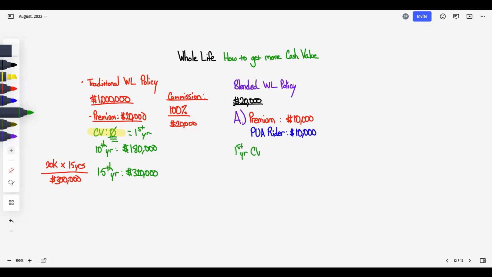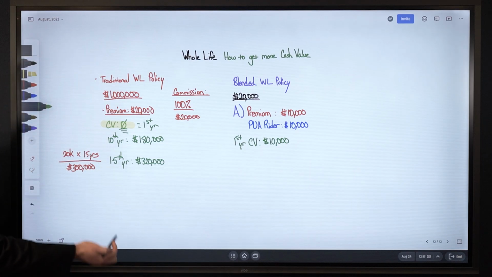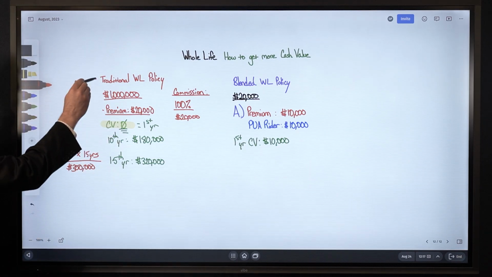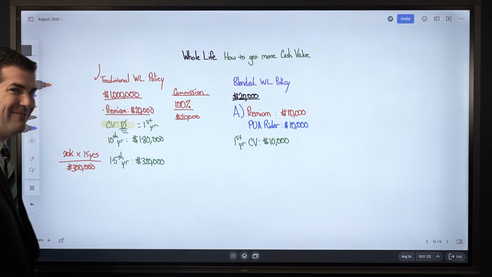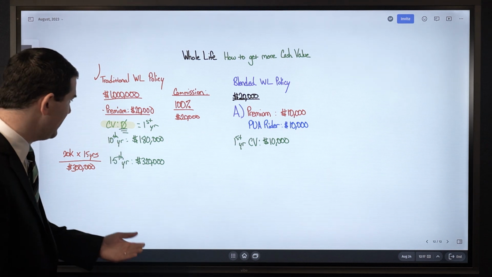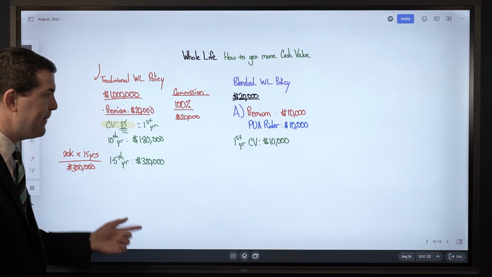First year cash value will be about $10,000. What showed up in cash value? The PUA rider. What did not show up in cash value? The base premium. Now, the base premium eventually does build cash value. We saw that with the traditional policy. Eventually is the key word there because it took 15 years just to get their money back.